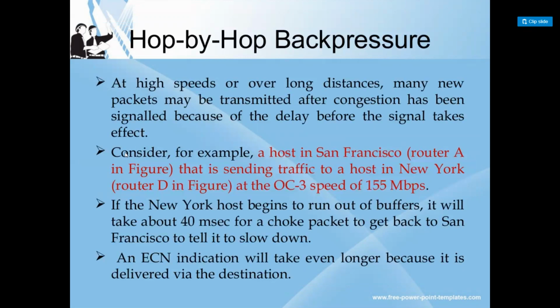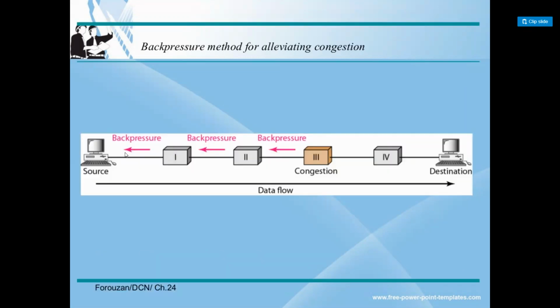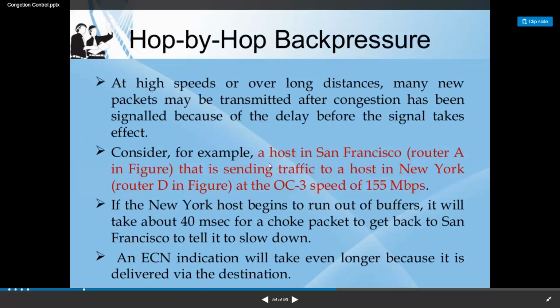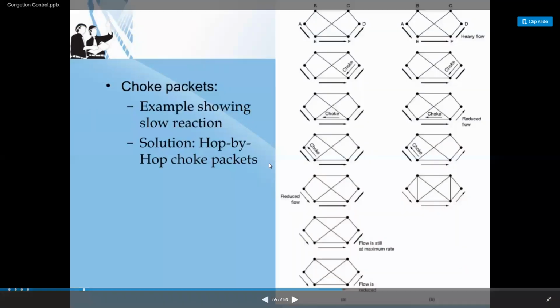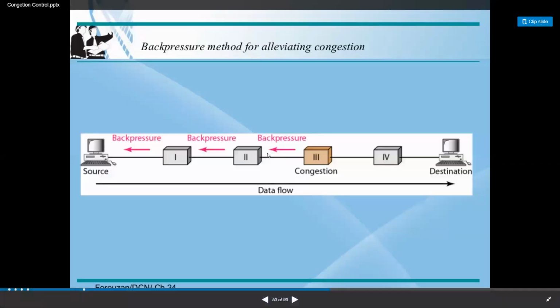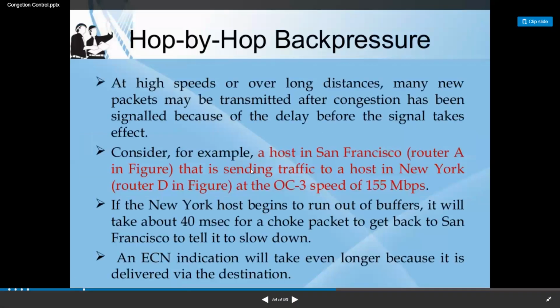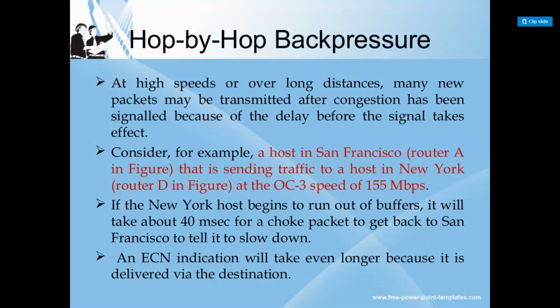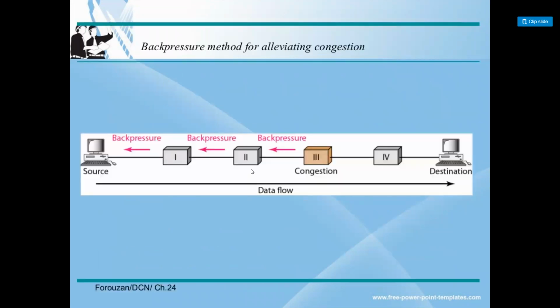This is the hop by hop back pressure, right? This is normal back pressure. Next topic, hop by hop back pressure. Here, at high speeds or over long distances, many new packets may be transmitted after congestion has been signaled because of delay. What they're saying is, just understand, students.